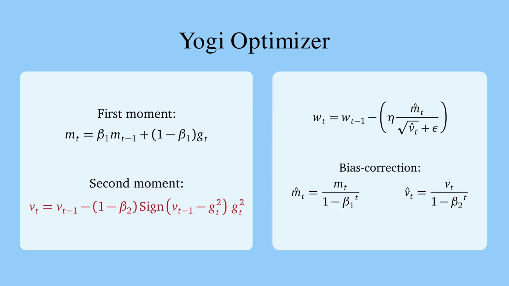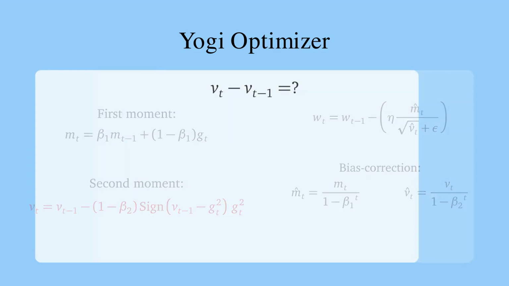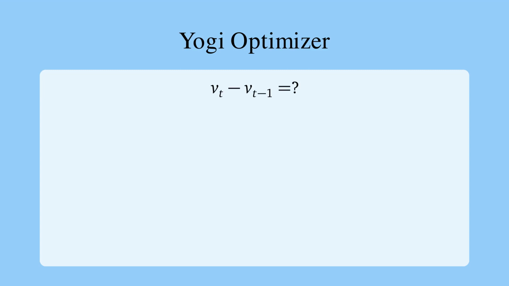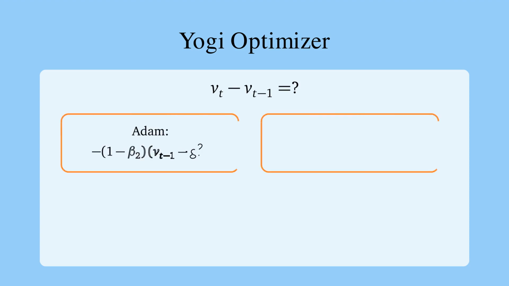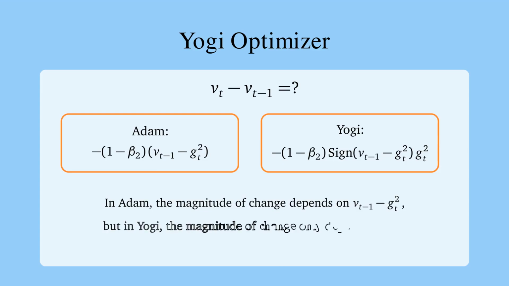So to understand how this modification affects the estimate of the second moment, let's take a look at the change in v sub t minus v sub t minus 1 and see how they are different between Adam and Yogi. As you can see here, in both cases, when a squared g sub t is greater than the previous estimate of the second moment, this quantity v sub t minus 1 minus g sub t squared will be negative, and it results in increasing v sub t in both Adam and Yogi.